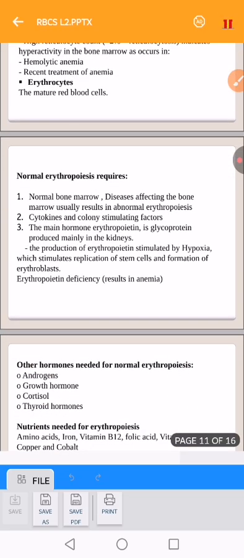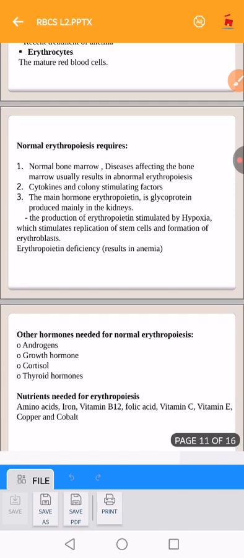We need other hormones for erythropoiesis like androgen, growth hormone, cortisol, and thyroid hormones. And we also need nutrients for erythropoiesis. We need many nutrients like amino acids, iron, vitamin B12, folic acid, vitamin C, vitamin E, copper, and cobalt. We need these nutrients for hemoglobin formation. You're going to understand it in the biochemistry lectures.